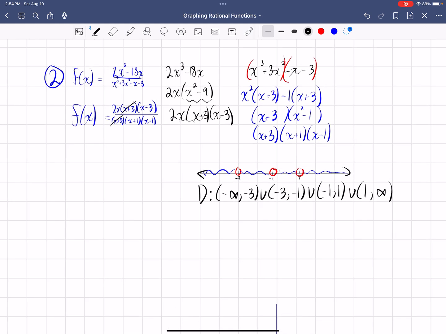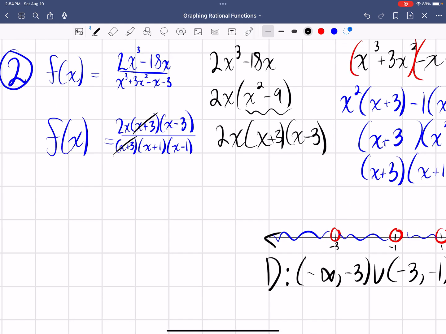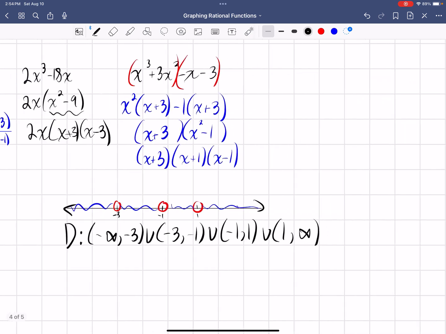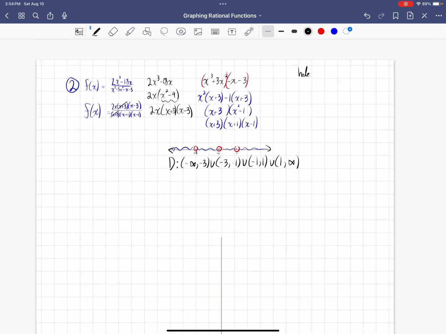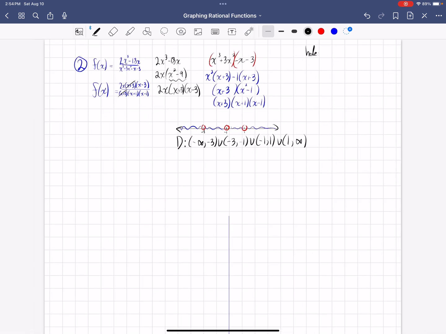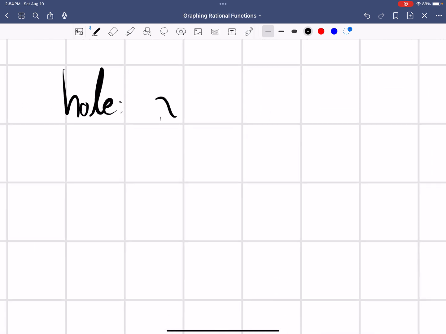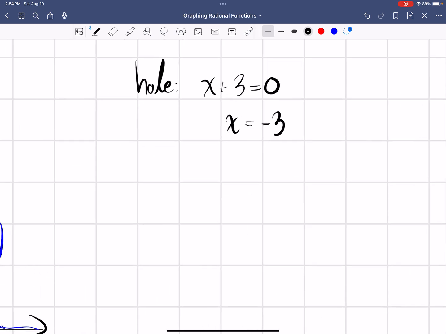Now, the way that we find out where this hole is, it's a 2-step process, right? So, hole. First of all, to find the x-coordinate of the hole, we take that factor that canceled, x plus 3, and we set it equal to 0. We solve, and that's the x-coordinate of the hole. So the hole is at negative 3 comma something, right?